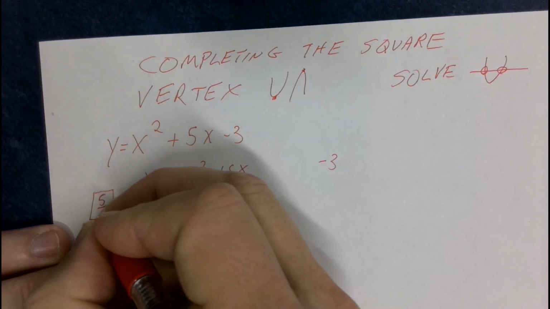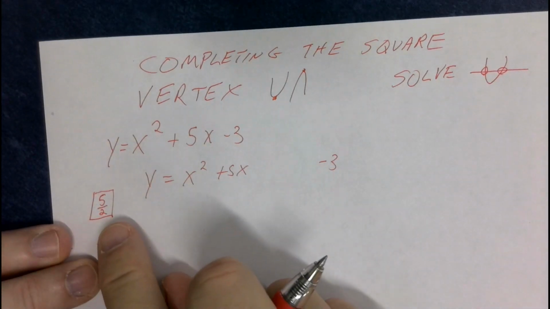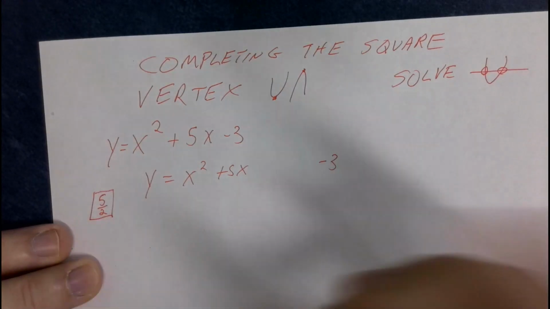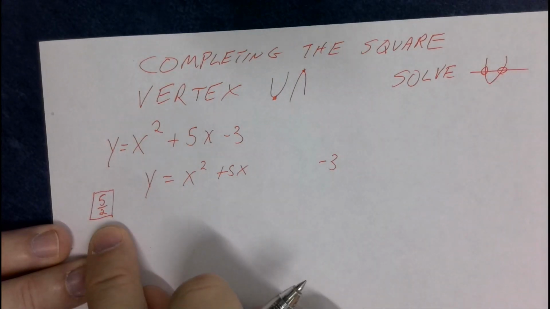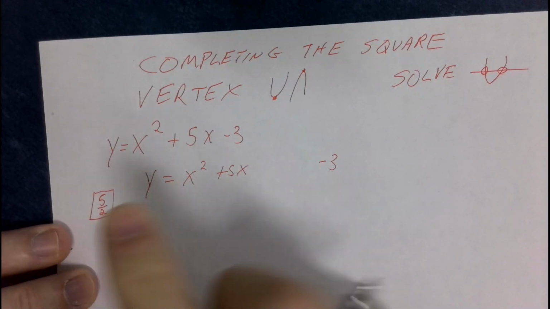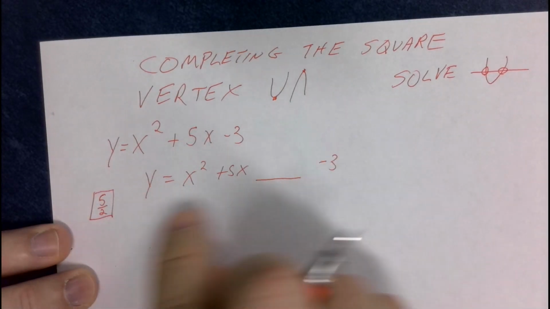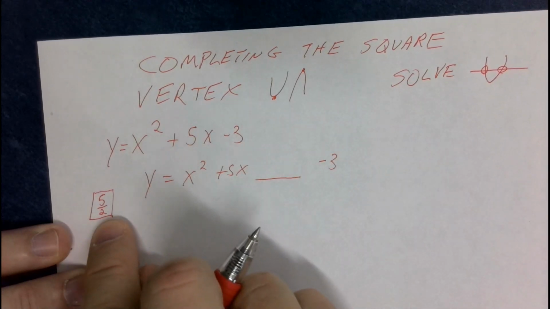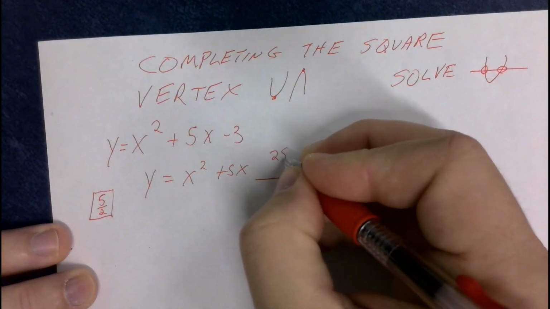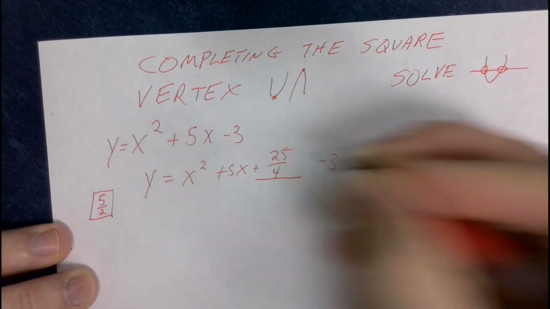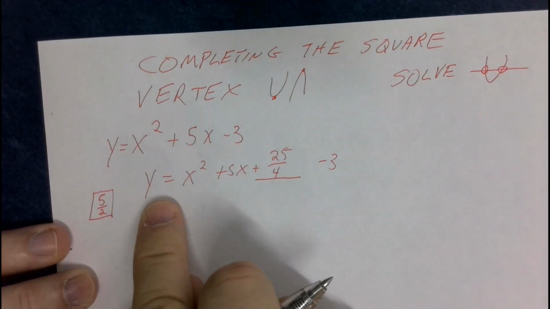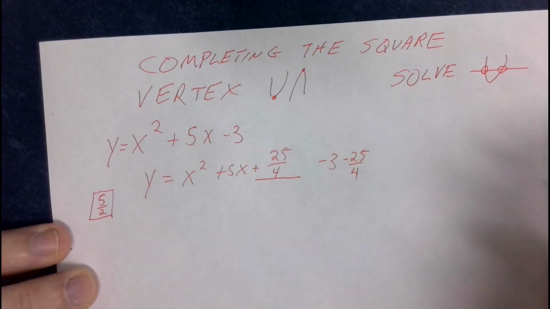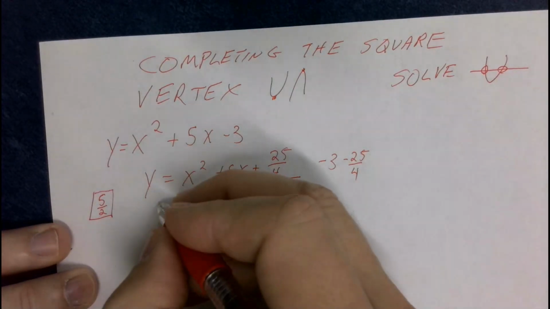So I'm going to get 5 halves. Now, if that 5 was an 8, you can just write 4. You don't have to write 8 halves. Okay? Now, whatever's in this little square box, if I square it, it will complete this thing so it makes it a perfect square. So when I square this, I'm going to get 25 fourths. So I'm going to add 25 fourths. And to keep my equation balanced, I need to subtract 25 fourths. So now my equation will look like this.